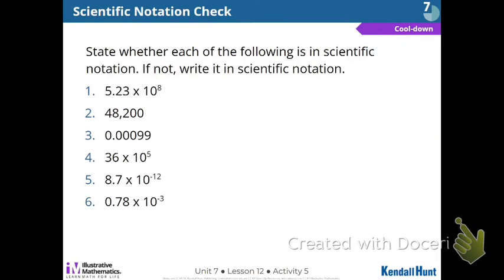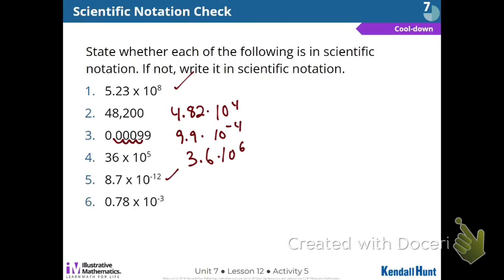Okay, here's the review. That's in scientific. This would be 4.82 times 10 to the 4th. This would be 9.9 times 10 to the negative 4. This would be 3.6 times 10 to the 6th. This is scientific. This would be 7.8 times 10 to the negative 4th. There you go.